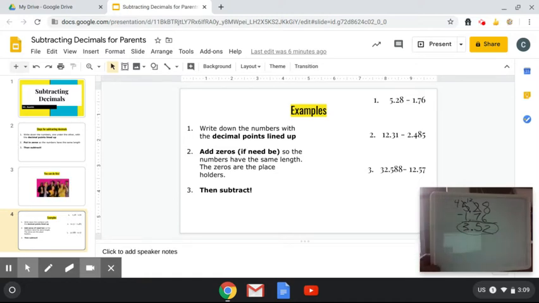So when I do 5 and 28 hundredths minus 1 and 76 hundredths, I get 3 and 52 hundredths. Our next one's going to be a little bit tricky, so I'm going to pause the video, erase my board, and then we'll get back to getting started.